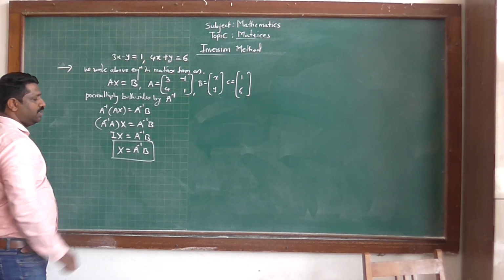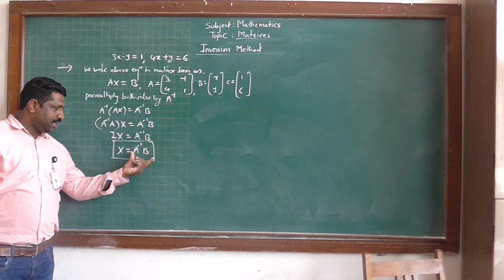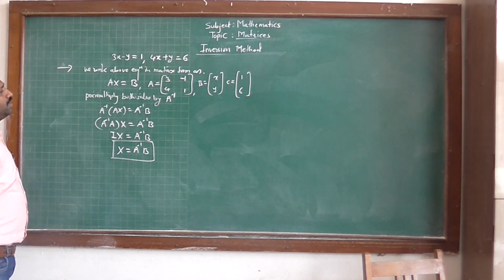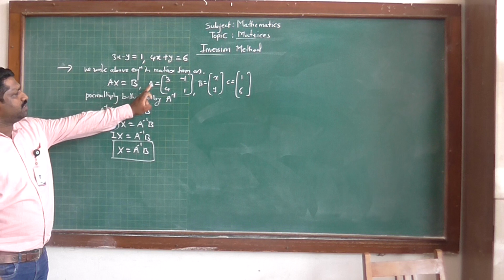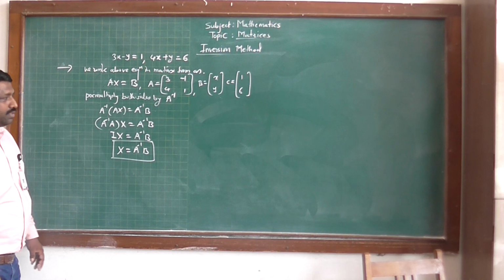So this is the equation. So this is the solution. So we find A inverse and B and then take its product. We will get the solution. Now we find the inverse of this matrix A. So we find the inverse of A by adjoint method.